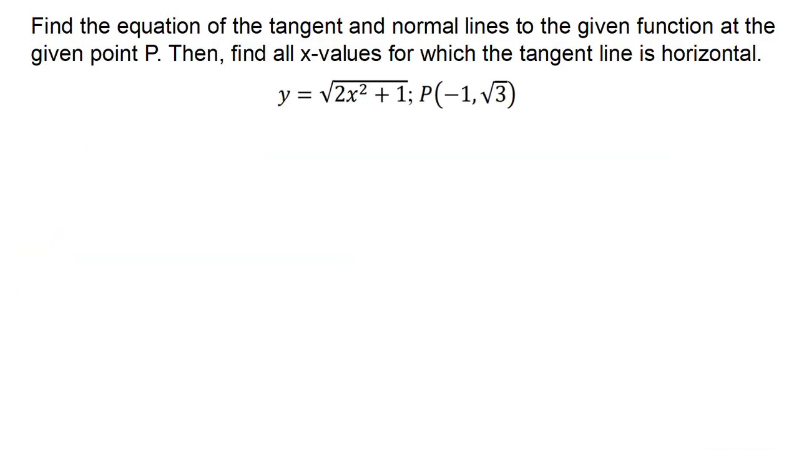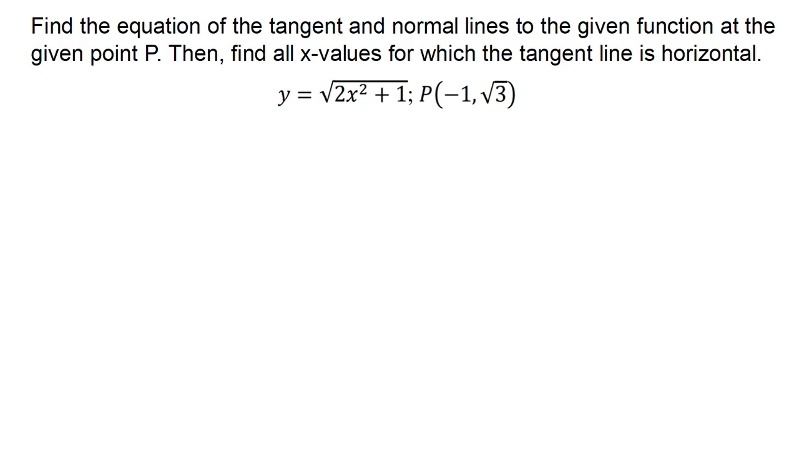All right, our next one here is asking us the same thing that the previous question was asking, right? To find the tangent line and the normal line at that point. This time it's -1, √3, and then also to find any x values when our tangent line is horizontal.